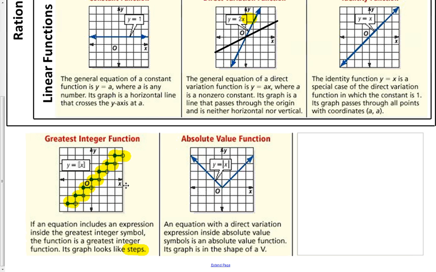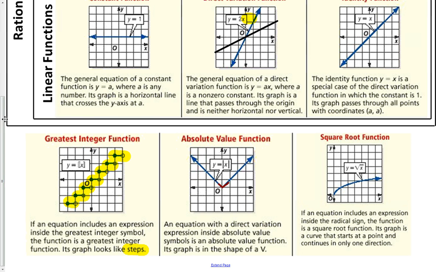Next one is the absolute value function. Absolute value is always going to form this distinct V shape. Now, sometimes the V will be more gradual, sometimes it'll be steeper, but it will always form that V shape whenever you're dealing with y equals absolute value of some function relating to x, such as y equals absolute value of 3x plus 1, or just simply y equals absolute value of x.